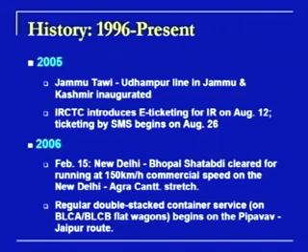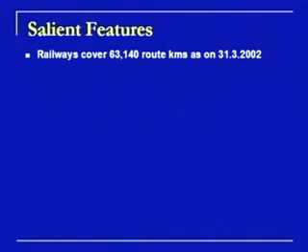2006 onwards, what we found is that the New Delhi Bhopal Shatabdi was cleared for higher speeds, something like 150 km per hour. That is the commercial speed, meaning they are allowed to move between the New Delhi and Agra Cantt stretch with this speed. For the rest of the route, the speed was a little lesser than this, around 135 km per hour. Regular double stack container services were started so as to move more containers, more freight in the same direction. That was in 2006. Now we come to the salient features of Indian Railways.